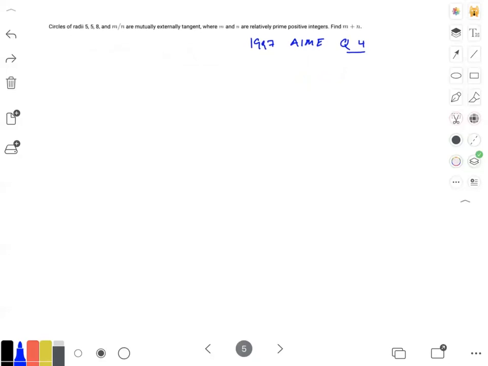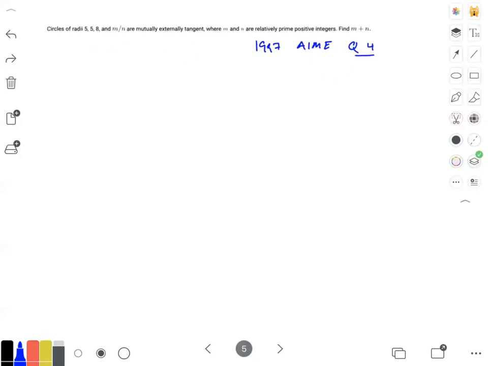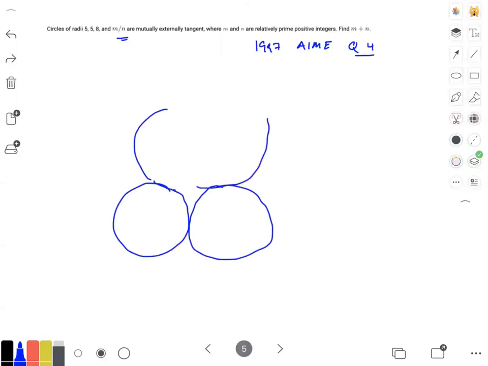So let me try to expand it a little. Circles of radius 5, 5, and 8, and m over n are mutually externally tangent. So that means every circle is going to be tangent to the others. Okay, anyways, I'll draw it out. We want to find the radius of this fourth mutually externally tangent circle. So let's roughly draw something. This is 5. This is 5. I'm going to make this radius of 8 a little bit bigger, like this maybe.